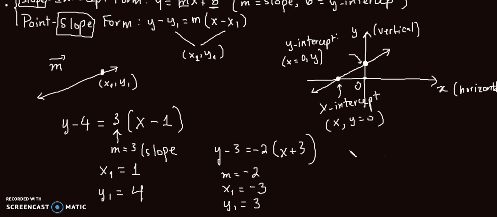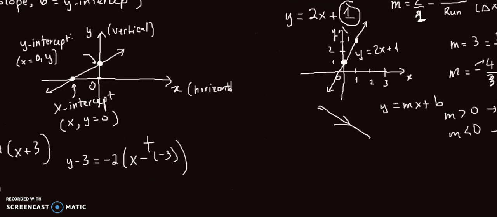Another example. Some people would ask why this is. Let's say y minus 3 equals negative 2 times x plus 3. Remember our form has a minus, and then we have minus 3. You see, minus will turn this into the plus. This is just a kind of manipulation that you need to know.